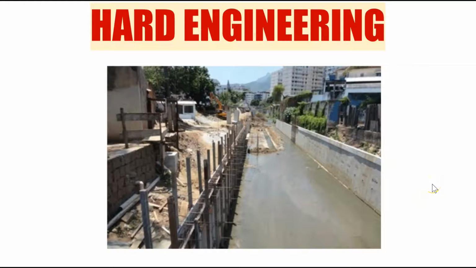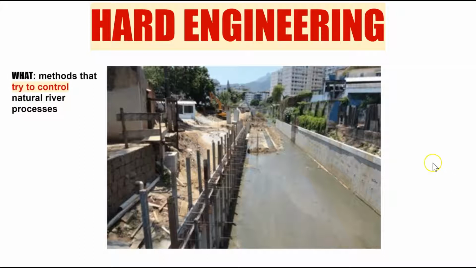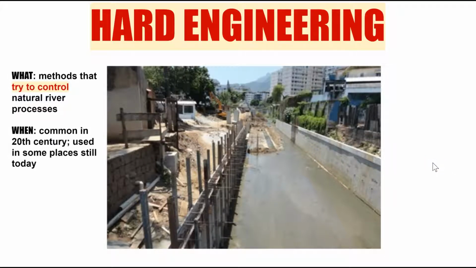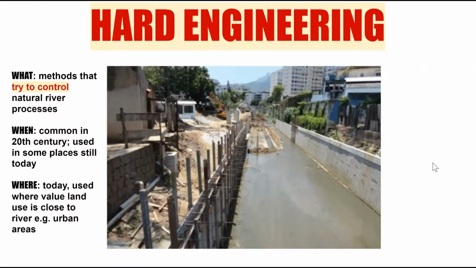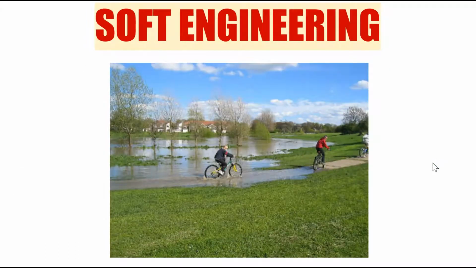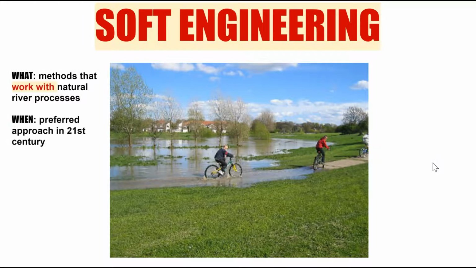So in the last video, we introduced the concept of hard and soft engineering when it comes to river management strategy. Hard engineering, which is trying to control the natural processes, was common in the 20th century and is still used in some places today where there's high value land. In contrast, you've got soft engineering, which works with natural processes.